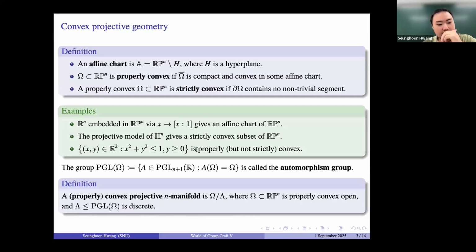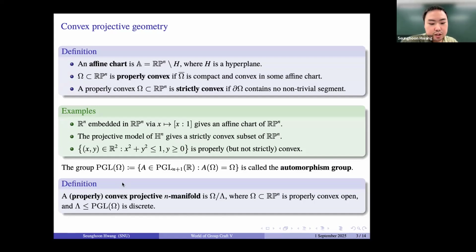And whenever we have this kind of subset, then we can consider the group of matrices that preserves this particular subset, and we will call this group the automorphism group of omega, PGL(omega). And from now on, omega will always denote a properly convex open subset of RP^n.